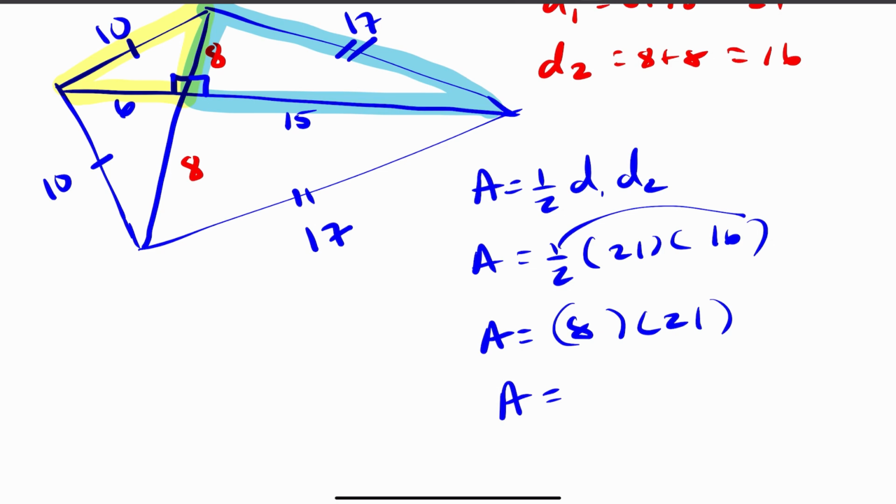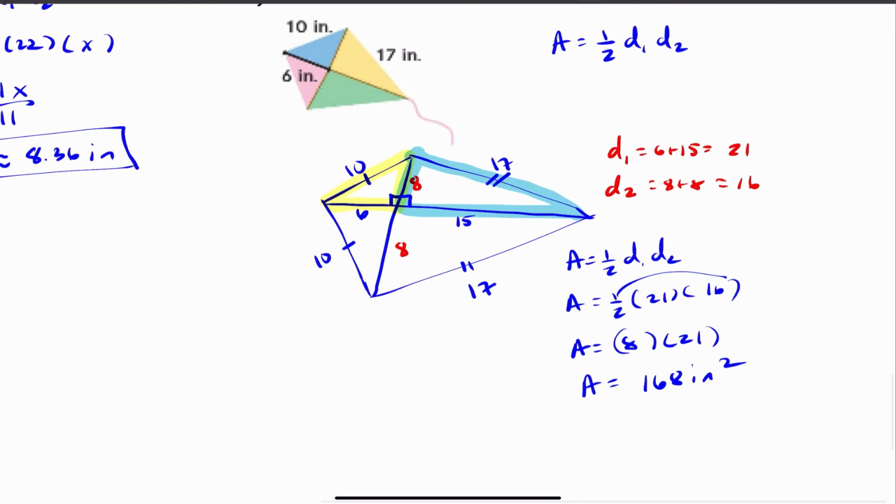The area of this kite is 168 inches squared. And there you go. Okay? So, for this problem, either know your triples or use Pythag.